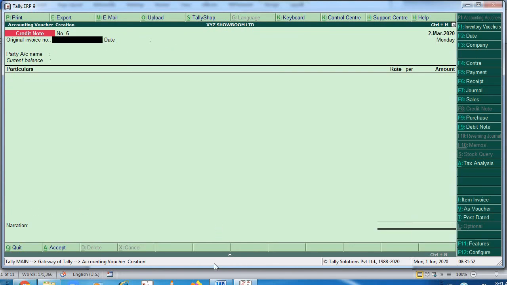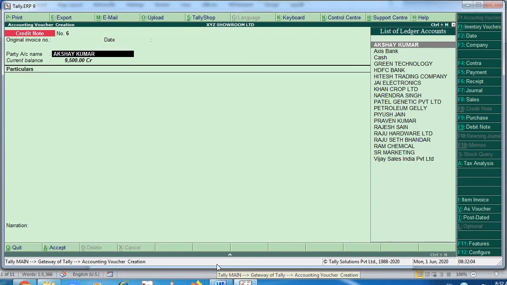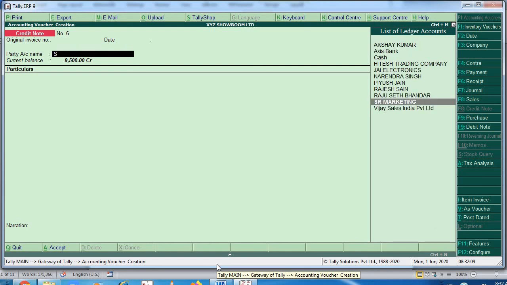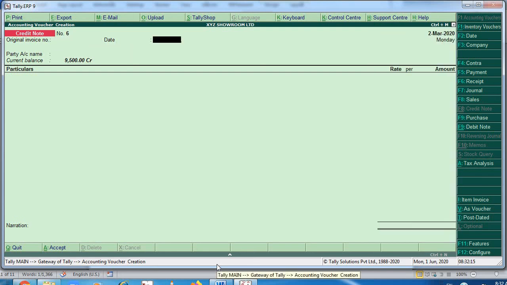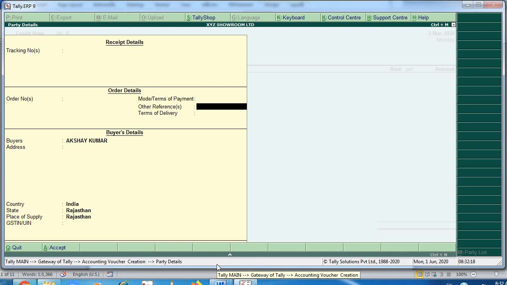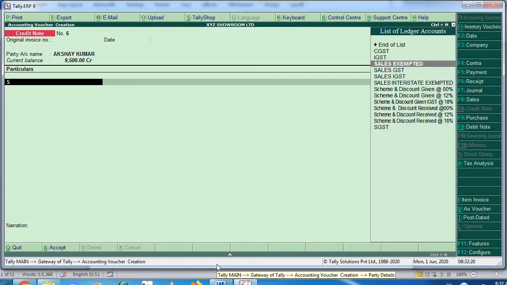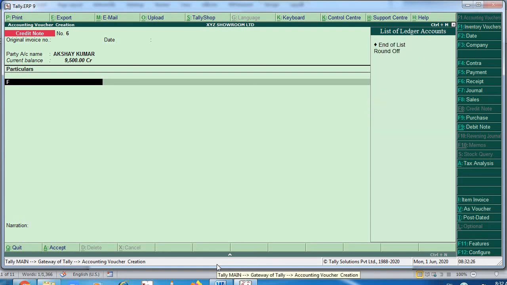So we have learned three entries: GST at the rate 0%, GST at the rate 12%, and IGST at the rate 18%. You can see over here scheme and discount. All the scheme and discount over here, given as well as received. So all the details you can find over here, scheme and discount. So this much entry we have done in debit note as well as credit note.